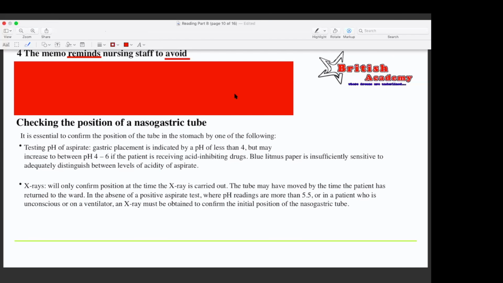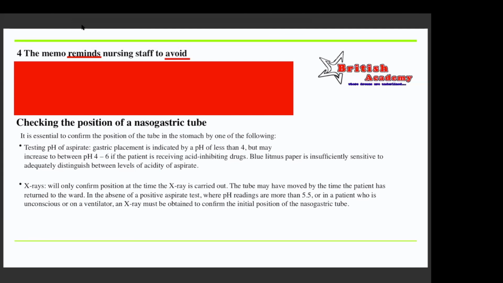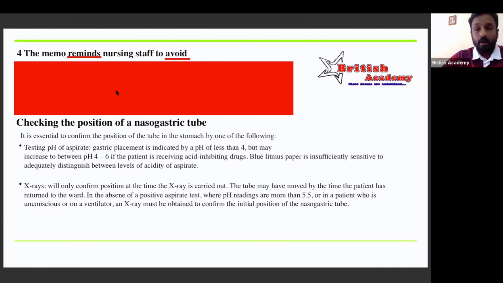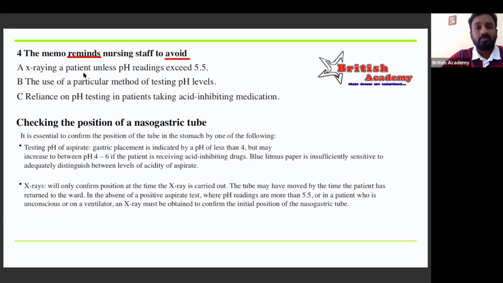Okay, perfect. Now let's go back and understand this. Okay, now I'll remove the blank. These are the options given to you. I'll read the context, I'll explain it to you. Meanwhile, if you feel which is the right option, then you can choose it. Now, the heading of the context is checking the position of a nasogastric tube. So this memo is all about checking the position of a nasogastric tube.